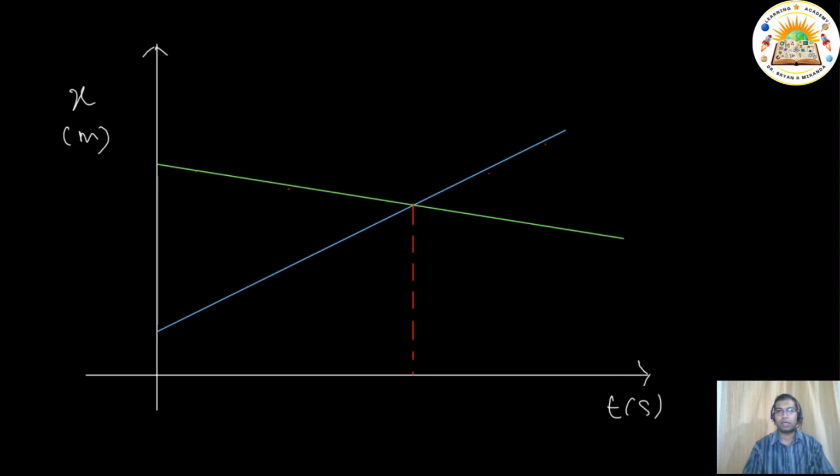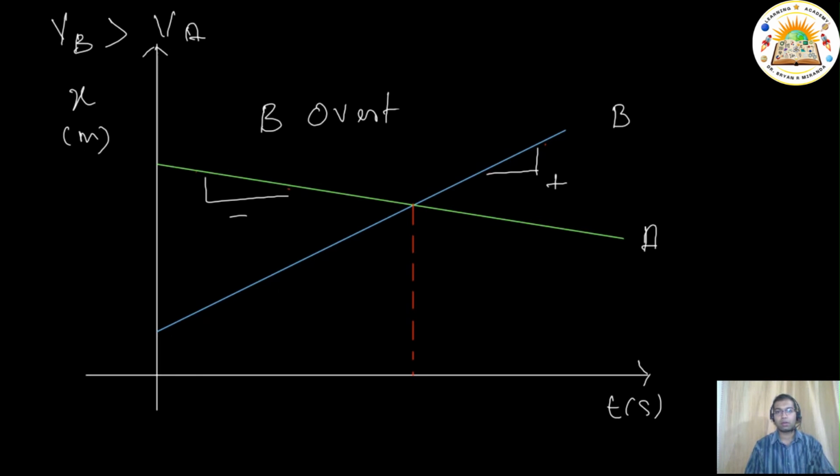That is, if I have this graph and according to the green, if I label, so this was B and this was A, B will have a positive slope and A will have a negative slope. So VB is greater than VA. So what happens here? B overtakes A.